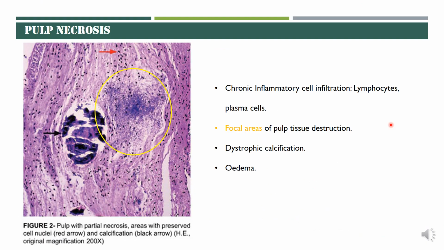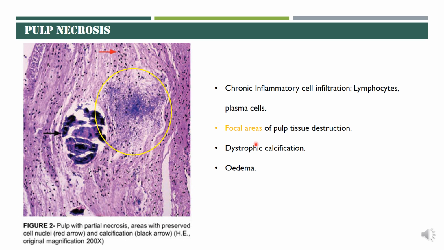Okay, so after the stage of irreversible pulpitis, what actually takes place, as I had explained, is cell strangulation and eventually pulp necrosis. So the odontoblastic process degenerates, right? So what happens in pulp necrosis is that the pulp tissue has chronic inflammatory cell infiltrate, lymphocytes, plasma cells, as well as focal areas of pulpal tissue destruction.